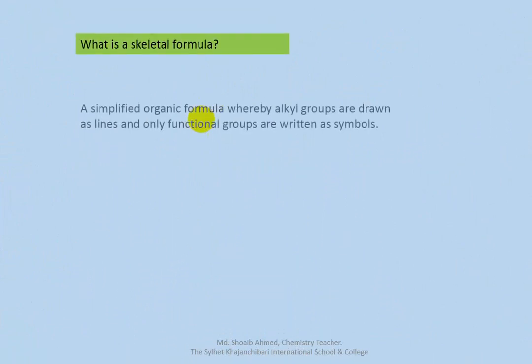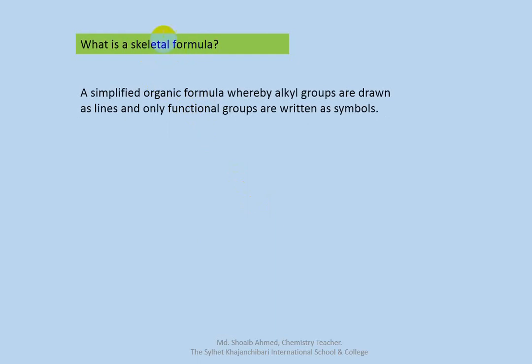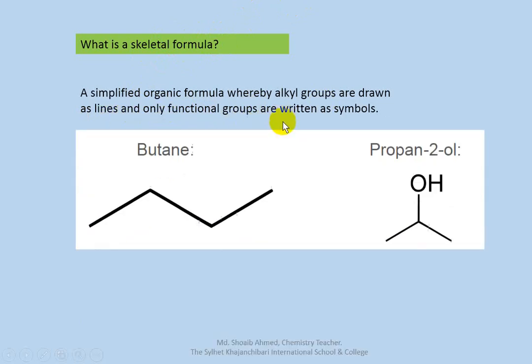Skeletal formula is a simplified organic formula whereby alkyl groups are drawn as lines and only functional groups are written as symbols. This is the skeletal formula of butane. Look, alkyl groups are shown by lines, and functional groups, this is the functional group, are shown as symbols.